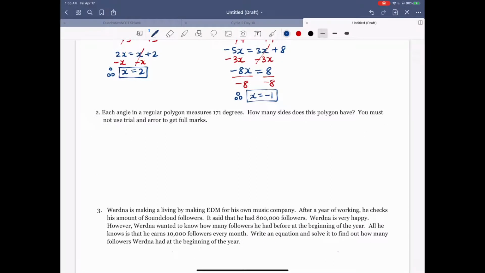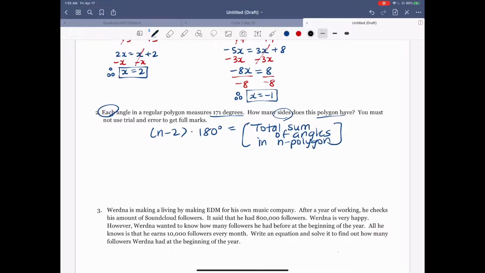Question 2. Each angle is measured to be 171 degrees, and how many sides does this polygon have? So I'm going to assume that you already know this equation, n minus 2 times 180, where 180 represents the number of triangles you can make with any n-sided polygon. And if you subtract n by 2, that actually gives you the total sum of angles in an n-sided polygon.